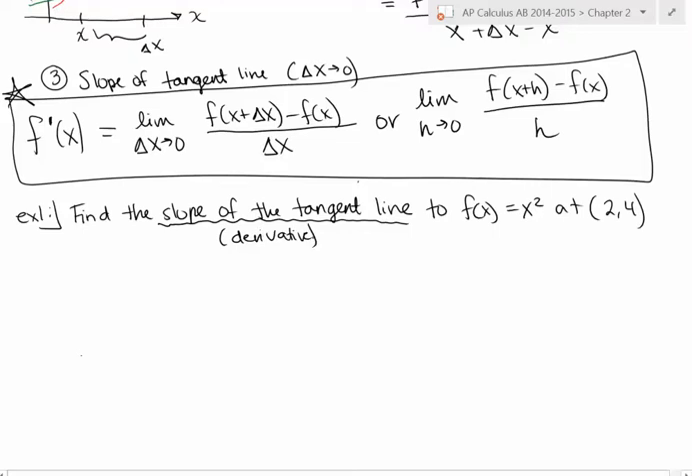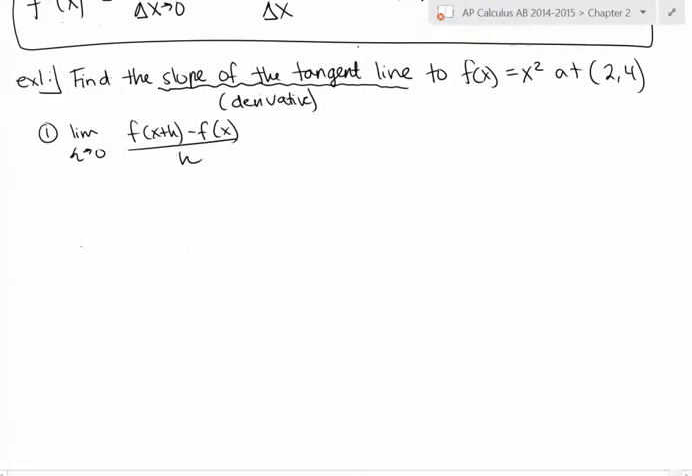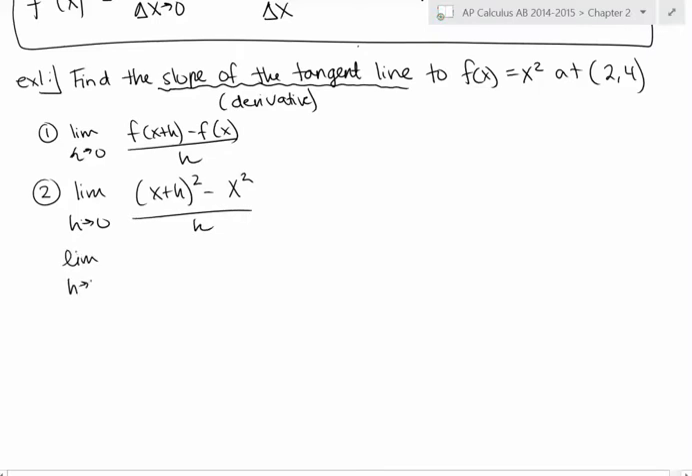Okay, so I'm going to use what we defined up there. It's going to be the limit as h approaches 0 of f of x plus h minus f of x all over h. And I'm going to plug it in using function notation. So it's the limit as h approaches 0 of x plus h squared minus x squared all over h. I'm going to FOIL it out so I get x squared plus 2xh plus h squared minus x squared all over h.